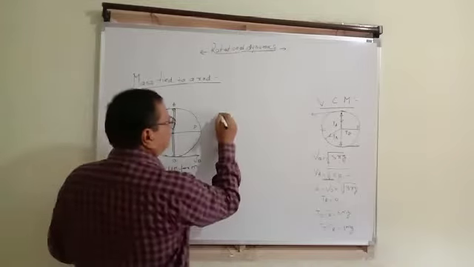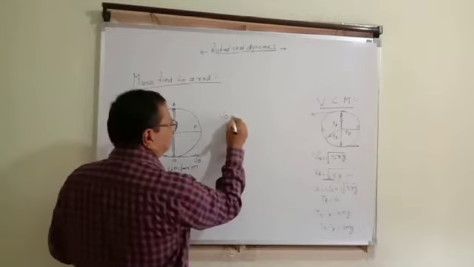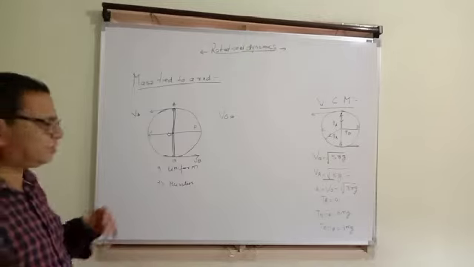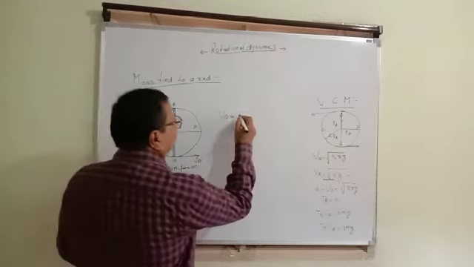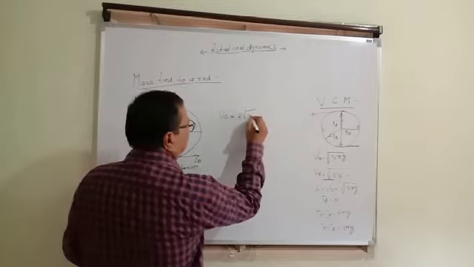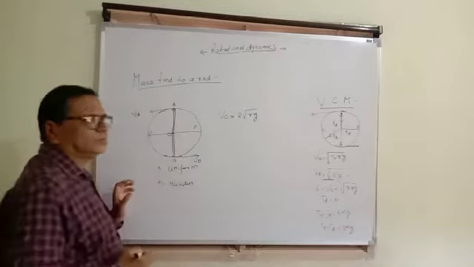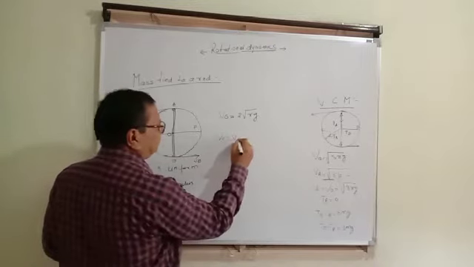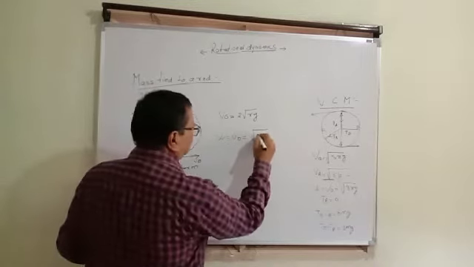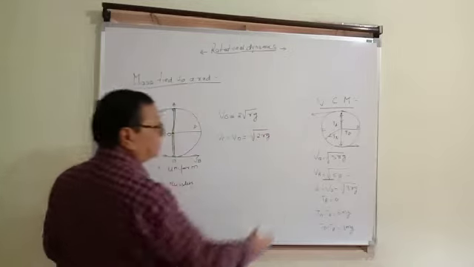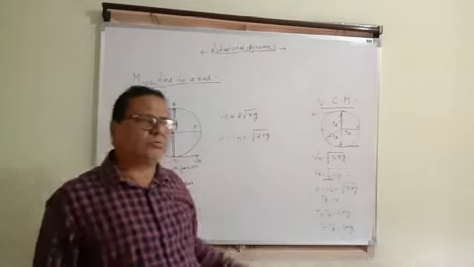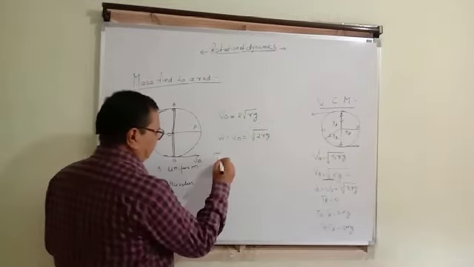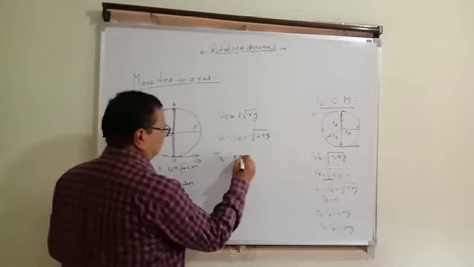Velocity at the uppermost position VB or lowermost position VA. In the same way, it is left to the students as homework. VB is given by 2 root Rg. And at the midpoint, at point D, VC or VD is equal to under root 2 Rg, by the same method as we discussed in vertical circular motion. And the tension difference TB minus TA is again 6 mg.